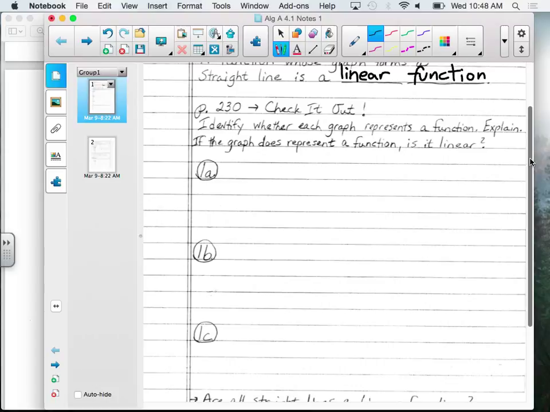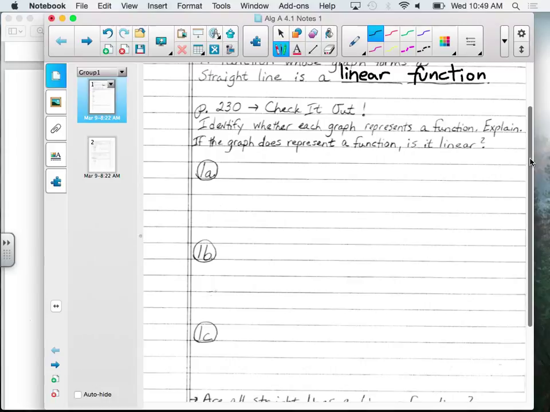Alright, so it tells us to identify whether each graph represents a function. That's our first thing we have to do. And explain if it is or isn't and why. And then the second part, if the graph does represent a function, is it linear? So, 1a for that Check It Out.